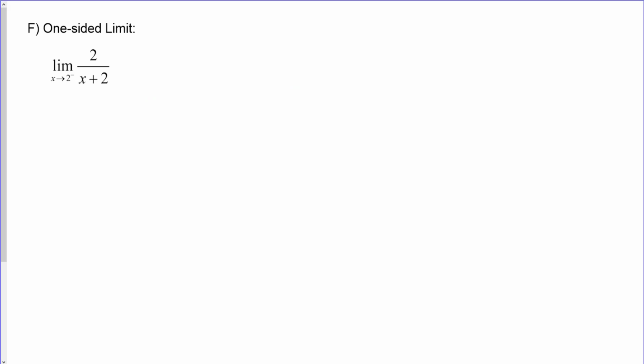Let's look at a one-sided limit then. Okay, so if I plug in the limit value, this would be 2 over 2 plus 2, which is 2 divided by 4, or 1/2. So that's a real number, and that's great. What that means is the limit exists and is equal to this real number.